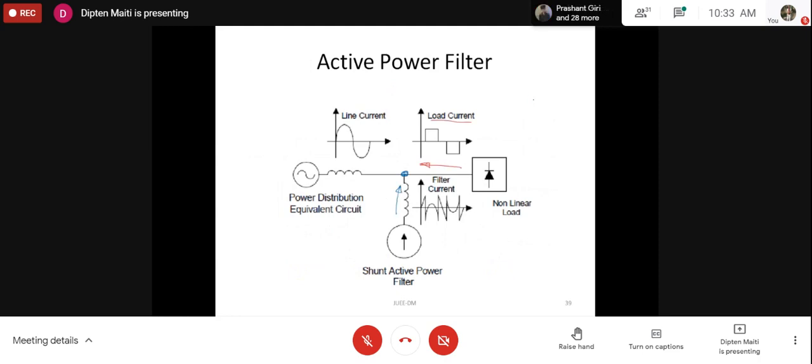So here we have another aspect which is not shown here, that is the control of the shunt active power filter, or shunt of control of the active power filter.